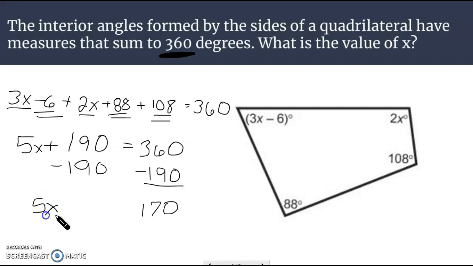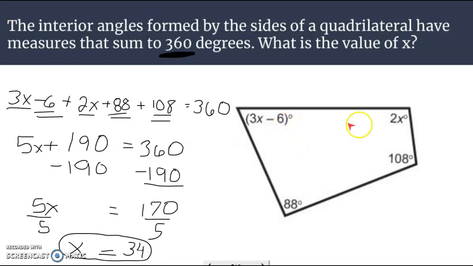I still have the 5x. In order to get x by itself, we will divide by 5 on both sides. That'll give us x by itself. 170 divided by 5, we get 34. So the value of x is 34. Again, what we did, we took all these angle measures and all the expressions therein, set them equal to 360 because a quadrilateral adds up to 360, and solved the resulting equation.